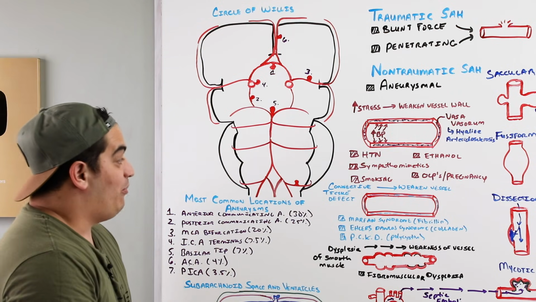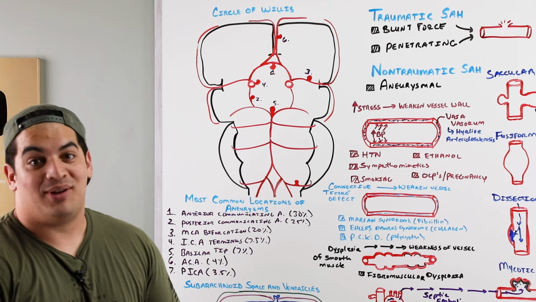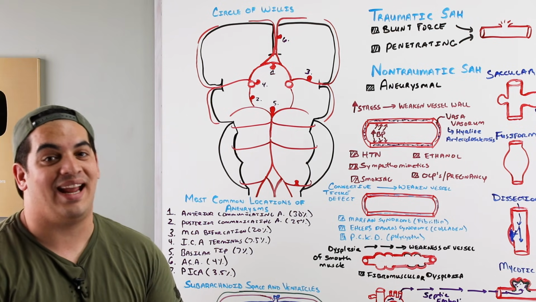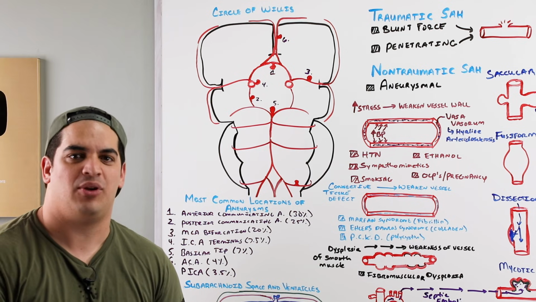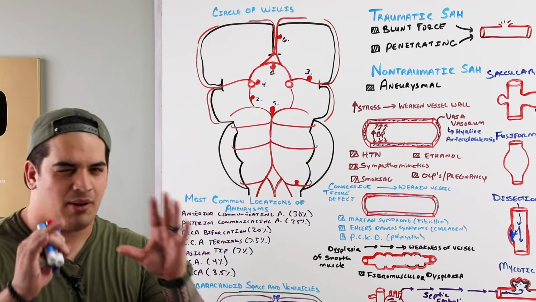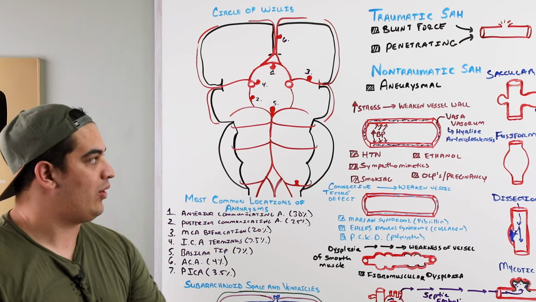So big thing to remember, if somebody asks you what is the most common location for these aneurysms to form and pop, you would say anterior communicating artery. If someone said the second one, you would say the PCOM. If someone said the third one, you'd say MCA bifurcation. Those are the big 3 that I want you guys to remember, okay?